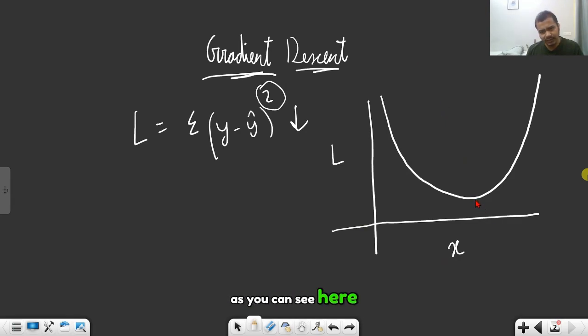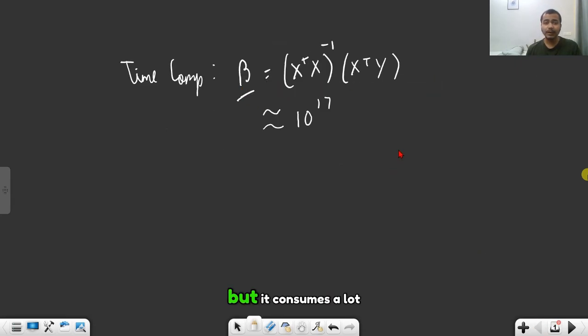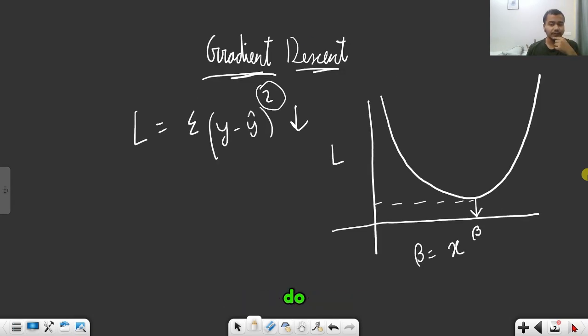As you can see here, the loss function is minimum. If we assume these x to be the values of beta, then this is our required value of weights or beta values in our regression function. How do we reach this? We have our formula, this one, but it consumes a lot of time to compute. So what are we going to do?